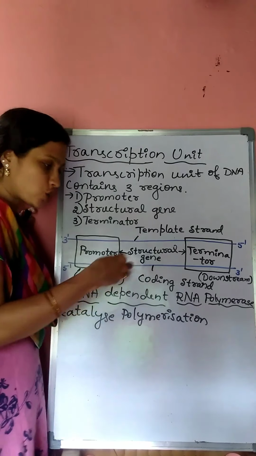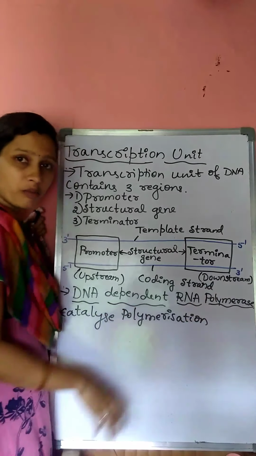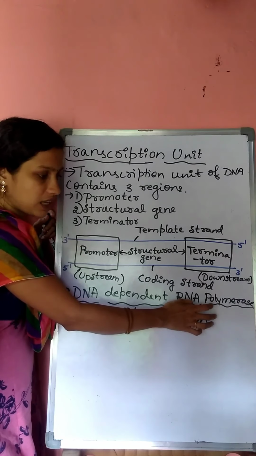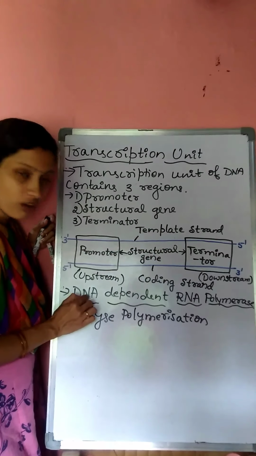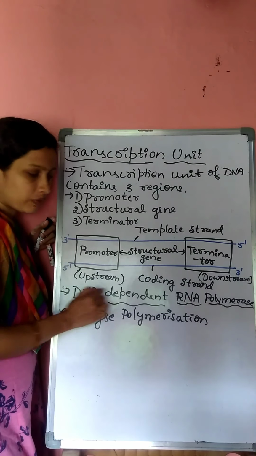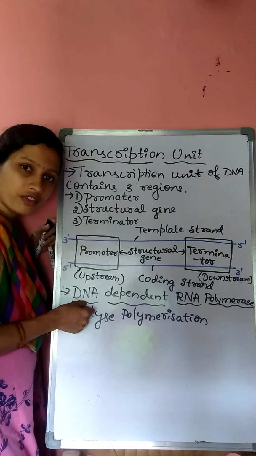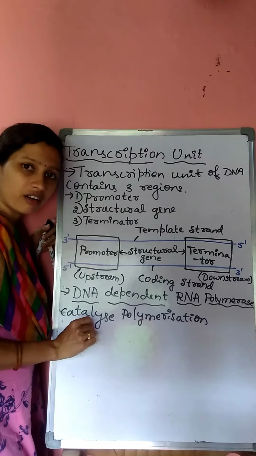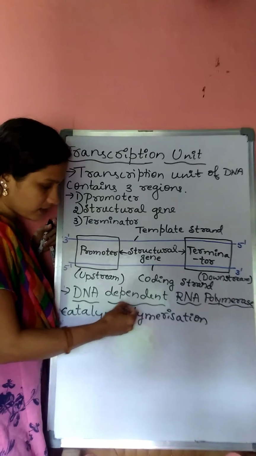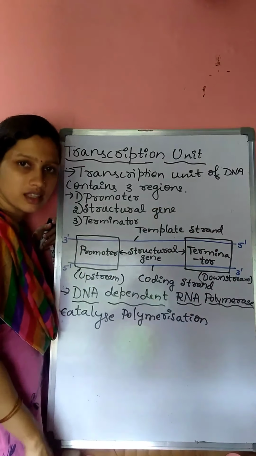The ribonucleotides are added or joined by the enzyme called DNA-dependent RNA polymerase, because this enzyme needs the guidance of the polynucleotide strand of the DNA. RNA polymerase enzyme needs the guidance of the DNA template strand for the addition of ribonucleotides. Hence, this enzyme is called DNA-dependent RNA polymerase enzyme.